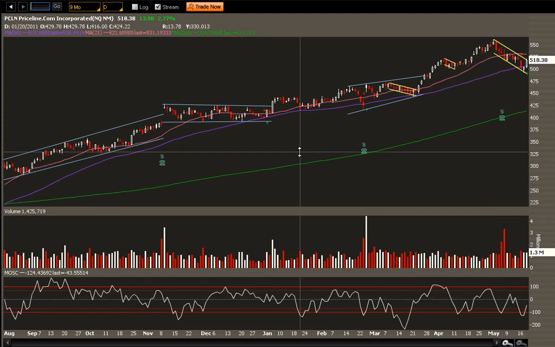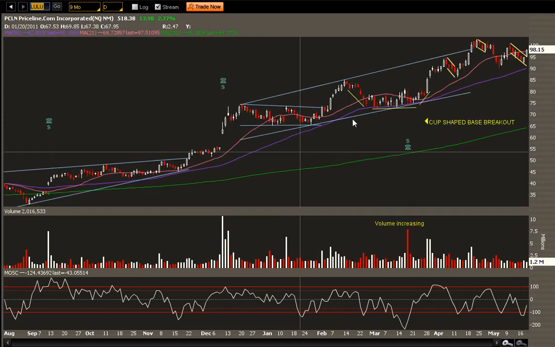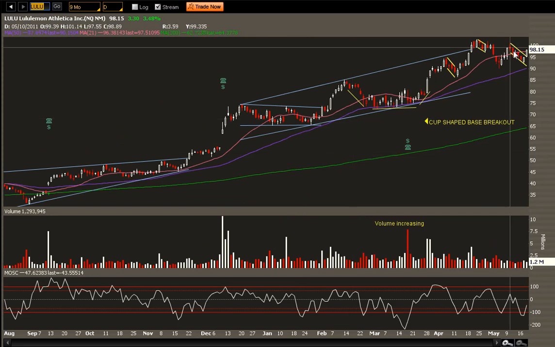Then we have Lululemon Athletica, which is a leading stock, and this is the pattern it formed in this correction. You see that nice bull flag here? That's a continuation pattern, and it broke out today at 98. It's going to go to 100. We're going to take some profits right there at 100, and 100 shouldn't be a problem for this stock to do in a day or so.